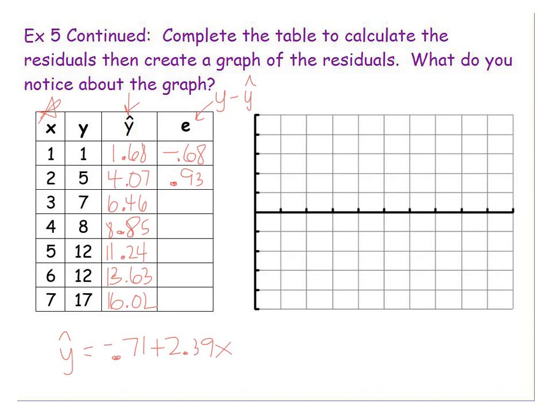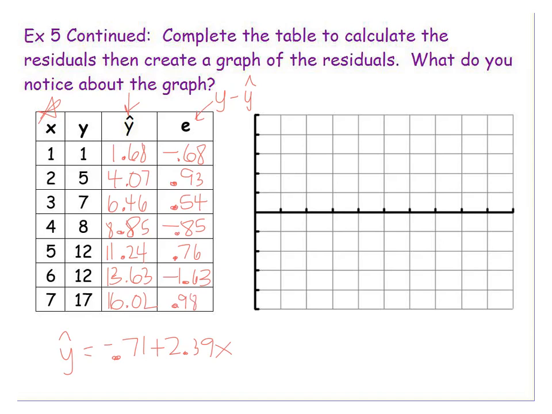Okay, let's make sure you did your subtraction correct. 0.54, then I had negative 0.85, and yes, the positives and negatives are important. 0.76, negative 1.63, and 0.98.